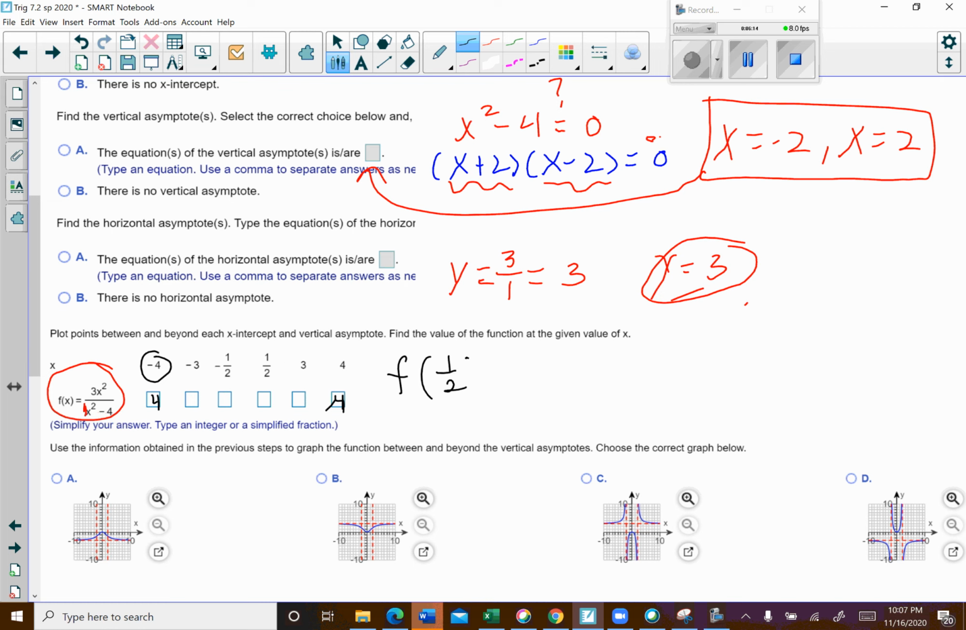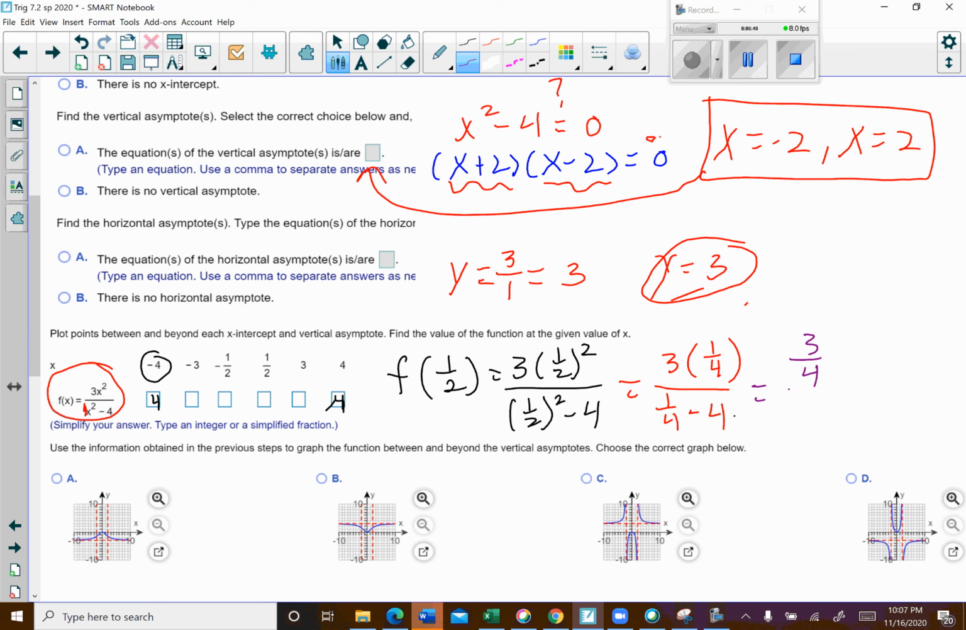So let's go ahead and plug in 1/2. Doesn't matter, negative or positive, it's going to come out the same. So 3 times 1/2 squared over 1/2 squared minus 4. So whenever you square a half, you square the top and bottom, so that would become 1/4. And then on bottom, that would become 1/4 minus 4. Then on top, that's going to turn into 3 over 4, because I'm going to multiply the 3 to the 1/4. Now on bottom, I have to get an LCD.